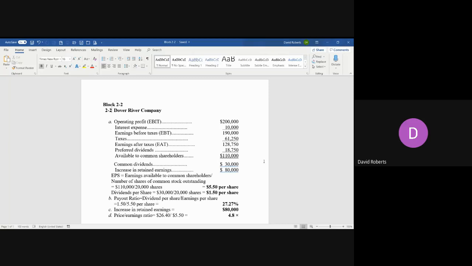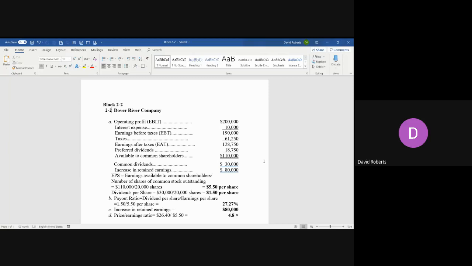And your PE ratio is based on a share price of $26.40 divided by the earnings per share, not the dividends per share, the earnings per share of $5.50. That means for every dollar of earnings, there is $4.80 of price. So $5.50 worth of earnings will result in a share price of $26.40.